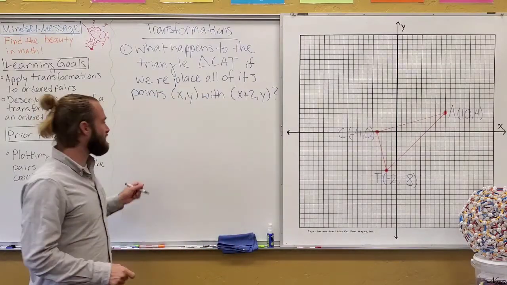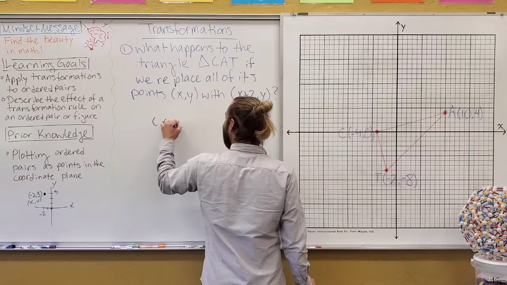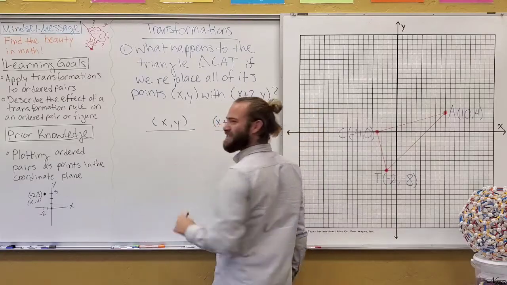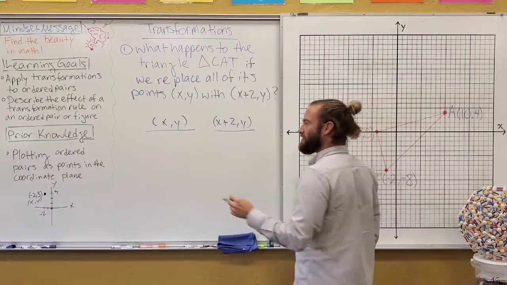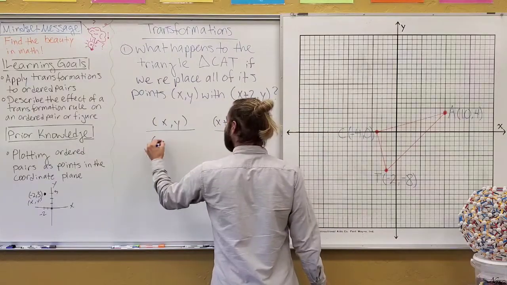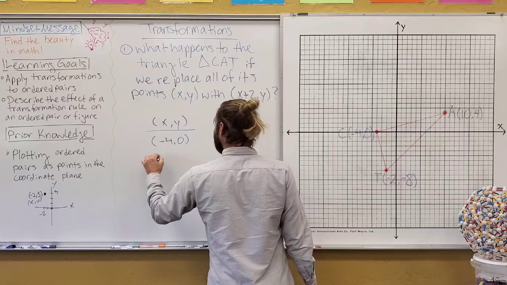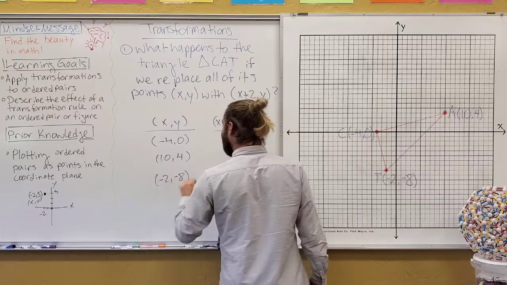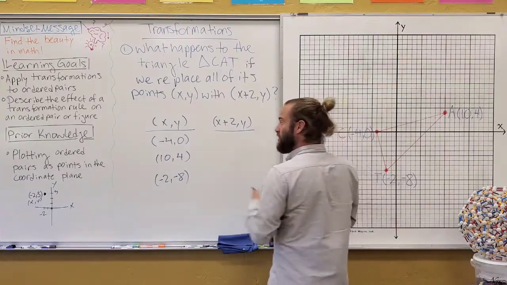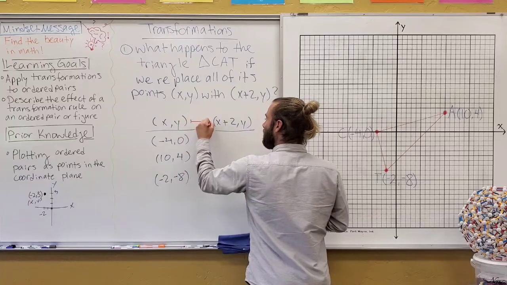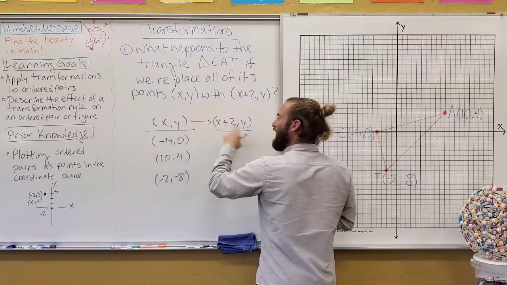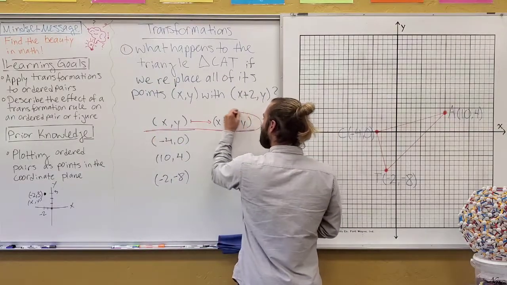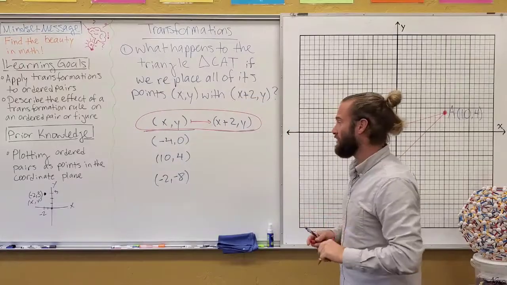So here's how we'll look at this. Let's put (x, y) here, and then (x + 2, y) here, and we'll make a table and look at how they become one versus the other. So let's list these points out: (-4, 0), (10, 4), and then (-2, -8). Now typically, we usually put a little arrow here with a line on it to represent a transformation rule. So actually, this right here would be the rule that we're working under.